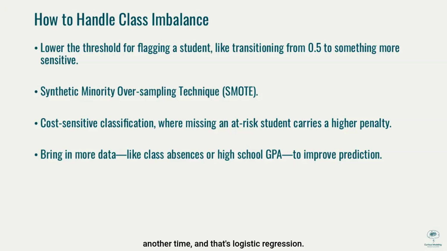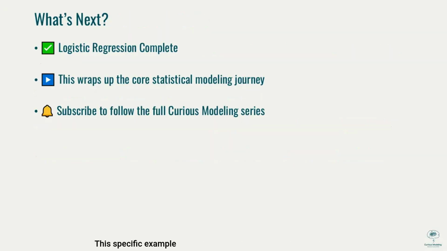And that's logistic regression. Our go-to when the outcome is binary, and the question is, what increases or decreases the likelihood of something happening? This specific example wraps up the core statistical modeling journey. But in future videos, we're going to go a great deal further, visualizing predictions, comparing models, getting deeper into the depths and the rigor of models, but also more applied concepts in marketing, finance, and other areas. We want to build interpretable models for decision making.